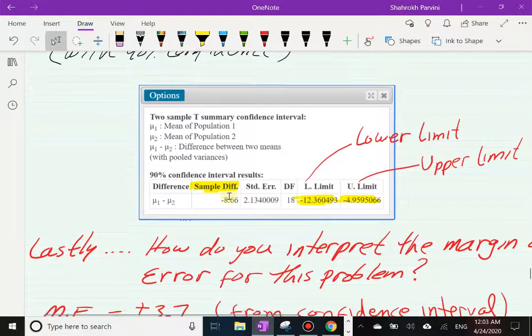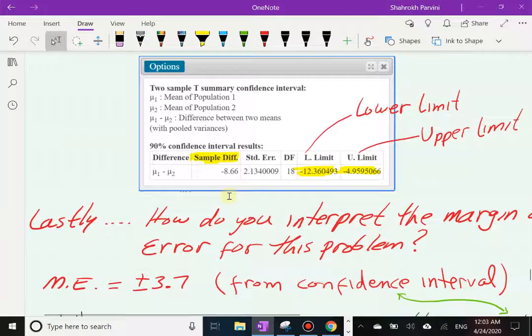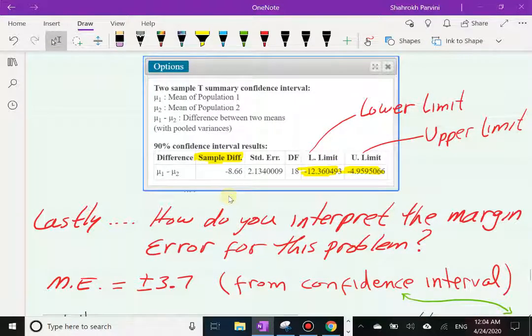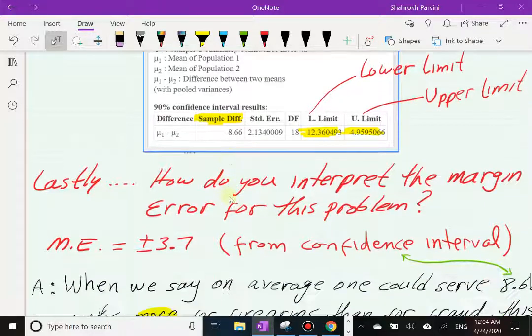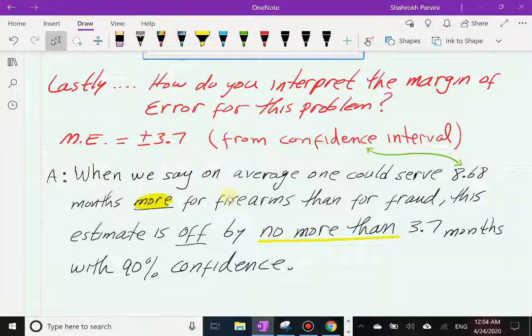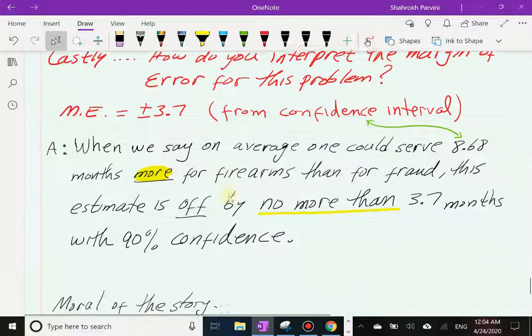So we're done with this exercise truly, but lastly, how do you interpret the margin of error for this problem? Remember, the margin of error is what's to the right of the plus-minus in the formula for the confidence interval, which turned out to be about 3.7. Here's how you interpret this number. When we say that on average you spend about 9 months less for fraud than you do for firearms, that estimate of 9 months could be off by no more than 3.7 months. And we are 90% confident about that statement. So the margin of error is the maximum error of estimation. It could be less, but no more than that.